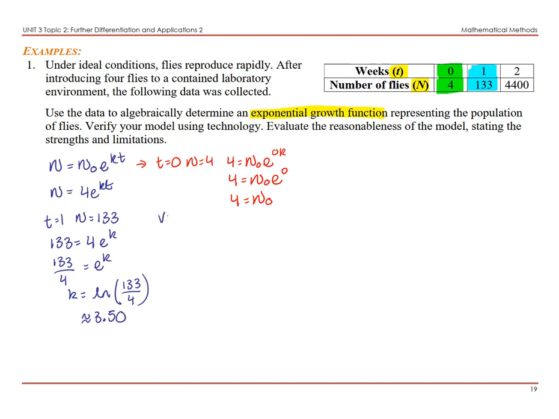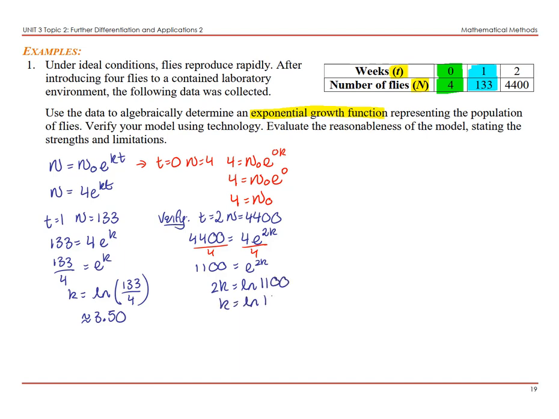Now I'm going to verify using the other value in the table. So T equals 2, N equals 4,400. So 4,400 equals 4e to the 2k. Divide both sides by 4. 1100 equals e to the 2k. Go to a log. 2k equals ln of 1100. K is ln of 1100 divided by 2.